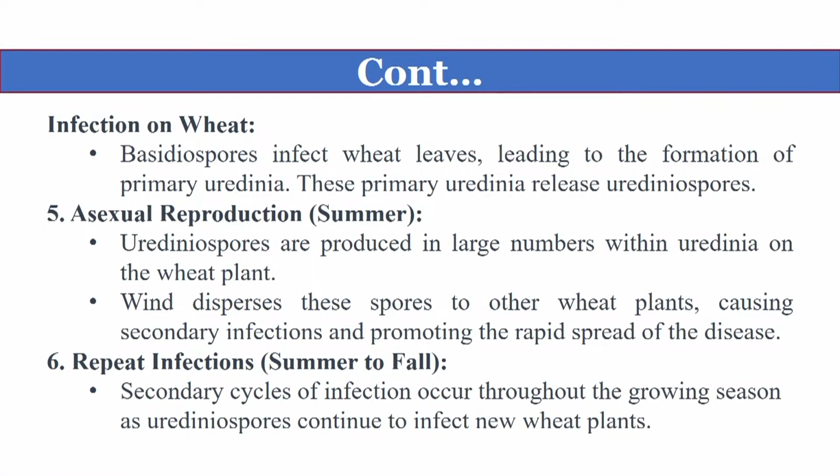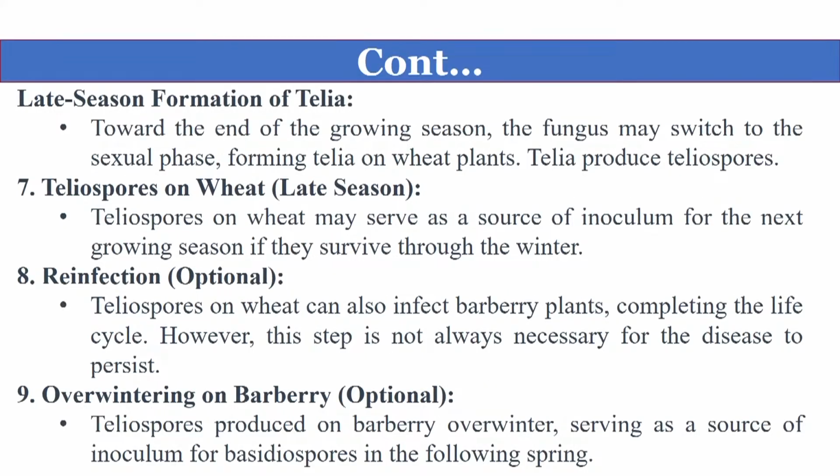After that, urediniospores are produced in large numbers within the uredia on the wheat plants, and they may disperse with the help of wind to other wheat plants, causing secondary infection that promotes rapid spread of the disease. This repeated infection, called the secondary cycle of infection, occurs throughout the growing season as urediniospores continue to infect new wheat plants, followed by late season formation of the telia towards the end of the growing season.